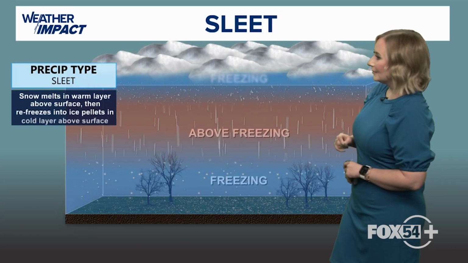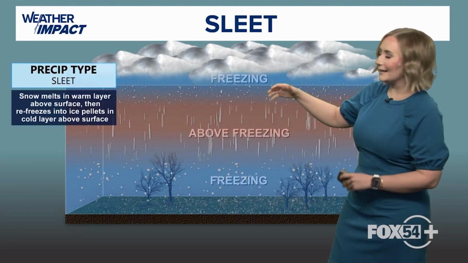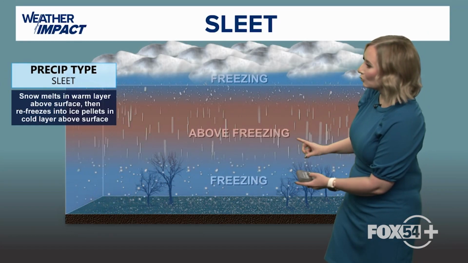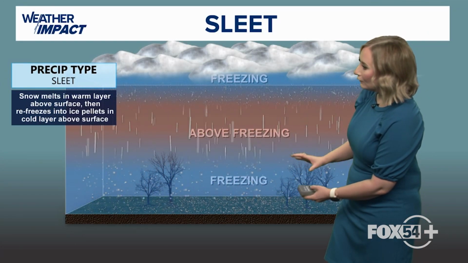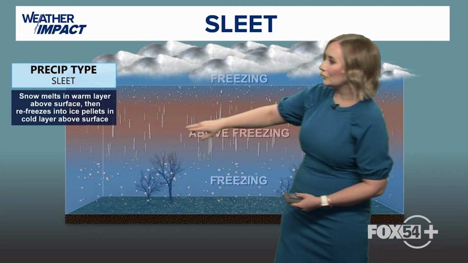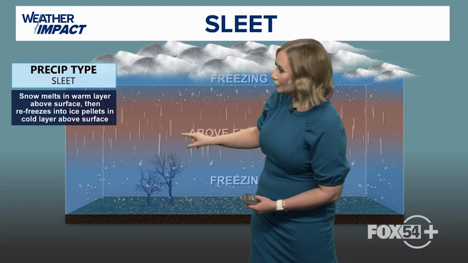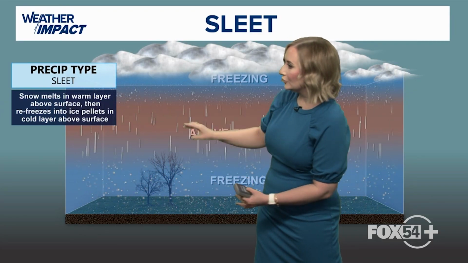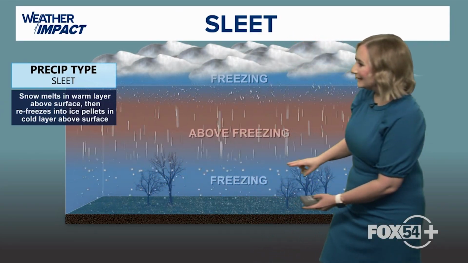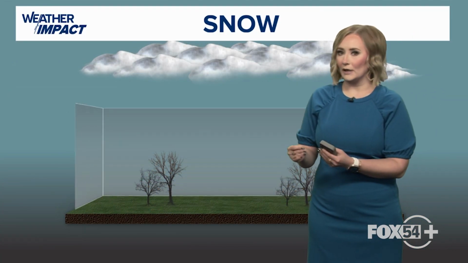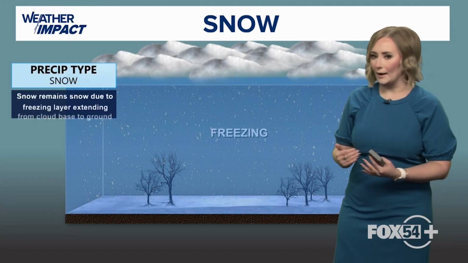Next is sleet. Sleet is kind of the same thing as freezing rain. It just has more of a deeper frozen level after it comes through that warmer level. So the snow is going to melt into the warm layer above the surface, and then it's going to refreeze into ice pellets in that cold layer above the surface. So that's why it's on the harder side once it starts to hit the ground.